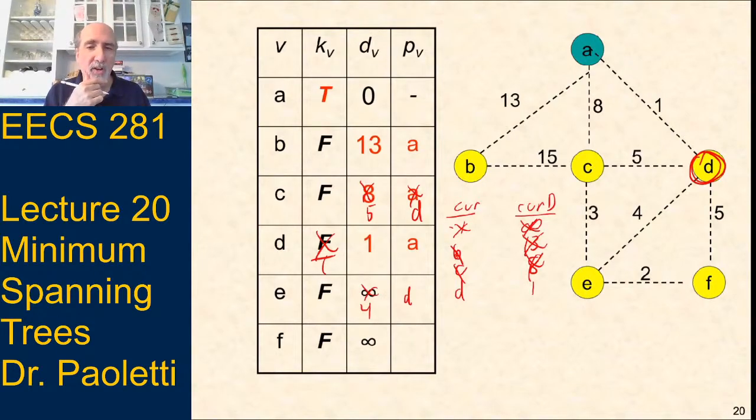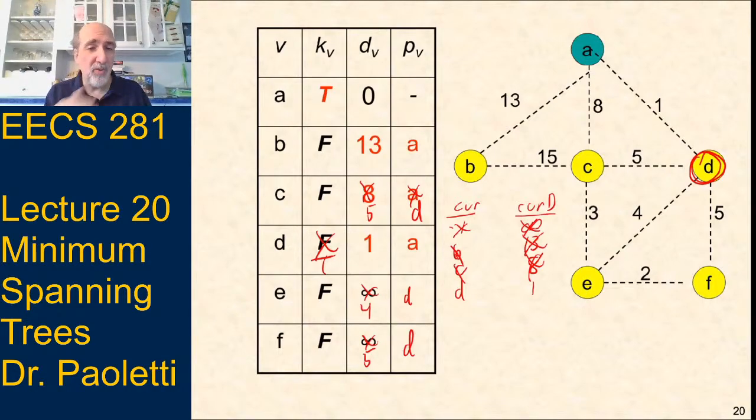What about F? F is false. Helper. Helper says 5. All right, 5 is better than infinity, so I put a 5 in there and I mark its predecessor as D. Notice I didn't call the helper twice. I called the helper, I remembered what it said in a variable, and I used it twice. Don't compute things twice. Compute them once, remember them, use them twice.